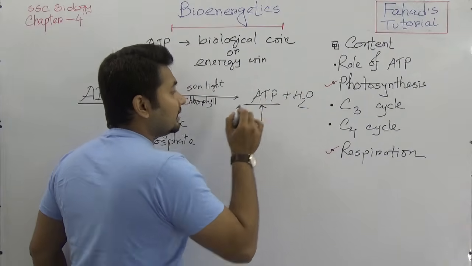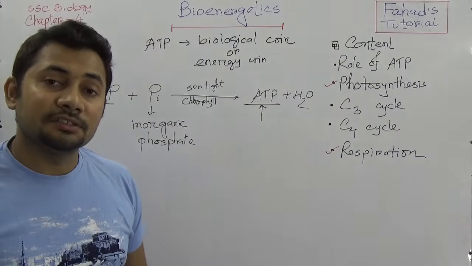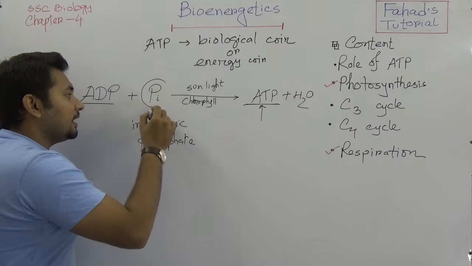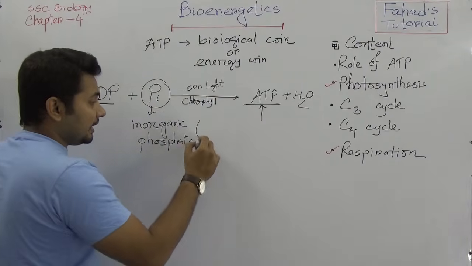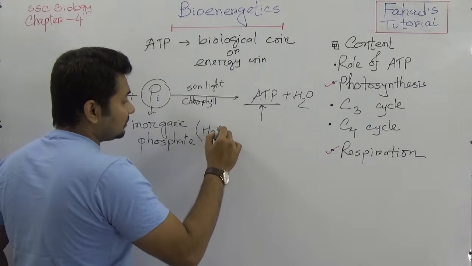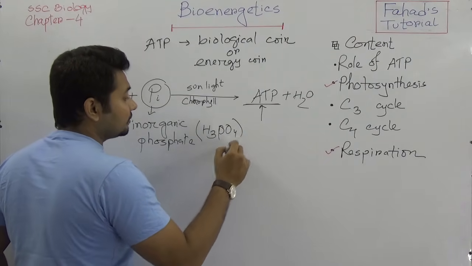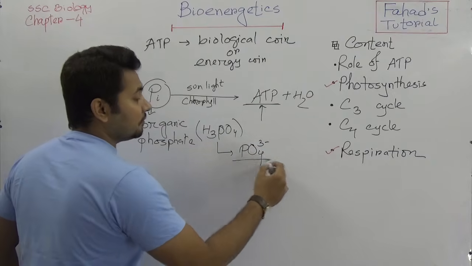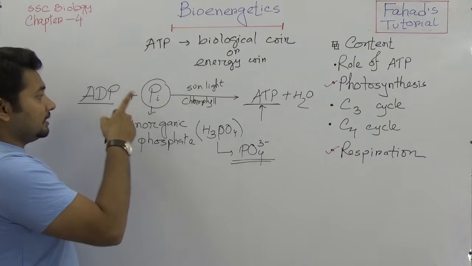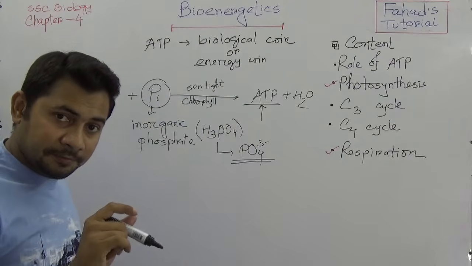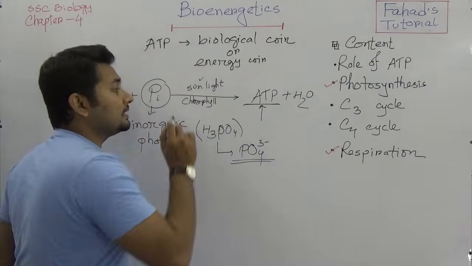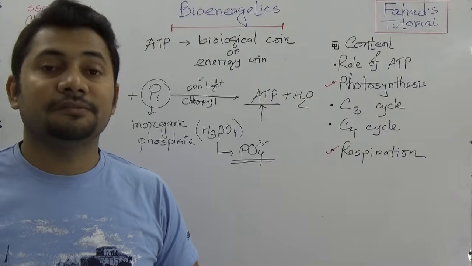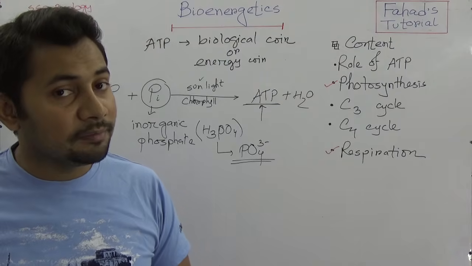So this is ATP, the adenosine triphosphate, and then you need to think of an inorganic phosphate, which is actually H3PO4. You know that phosphate ion, this is the phosphate. So when this phosphate is attached to ADP with the help of sunlight, this process is called photophosphorylation. This is very important.